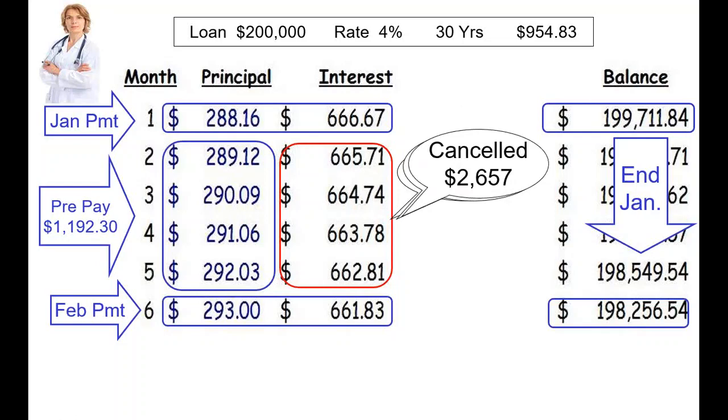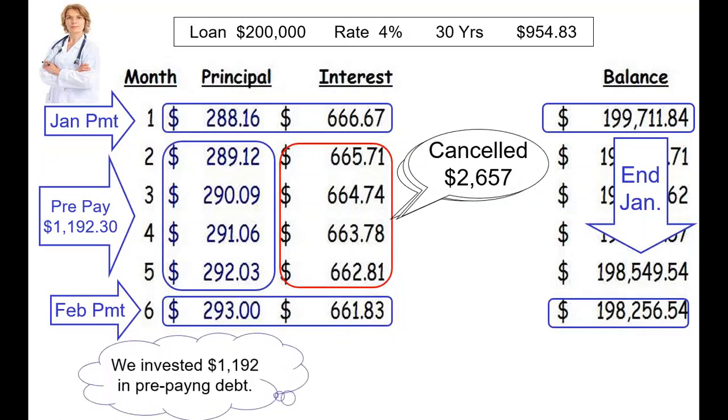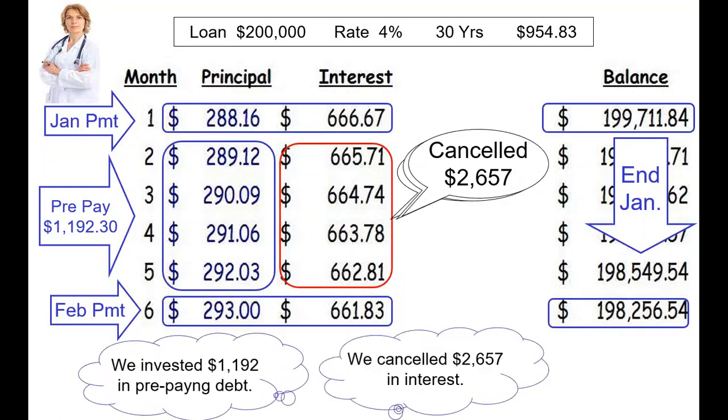We canceled $2,657 worth of interest. So what Mark Cuban was talking about, by paying off debt, he gets a better return than any money he could invest in the stock market. Here's what we did. We invested $1,192 towards prepaying debt. We canceled $2,657. And, by the way, that's a little bit more than a 200% return there, which is a guaranteed return because that interest is absolutely canceled, completely canceled, guaranteed. So our return or our benefits a little more than 200% of what we invested, the $1,192.